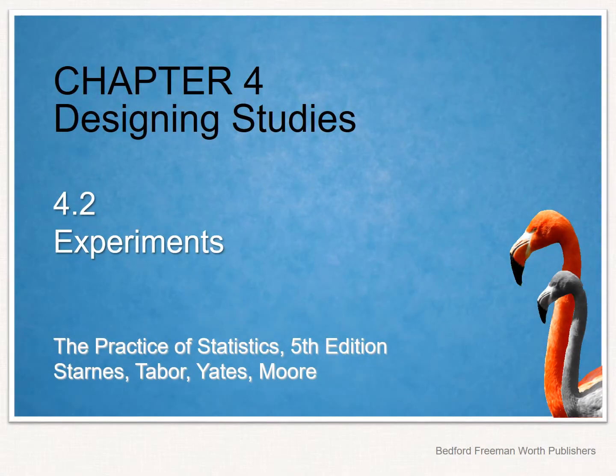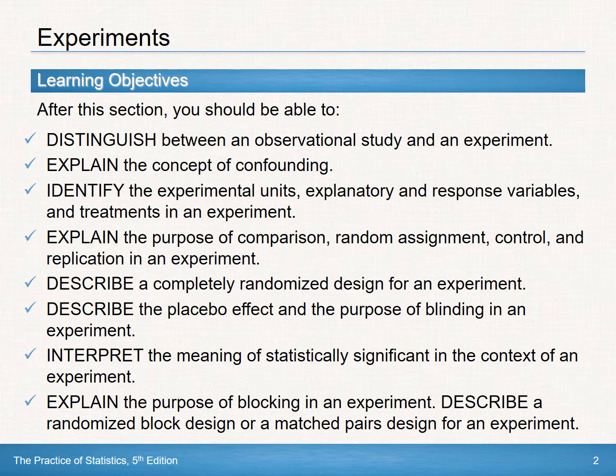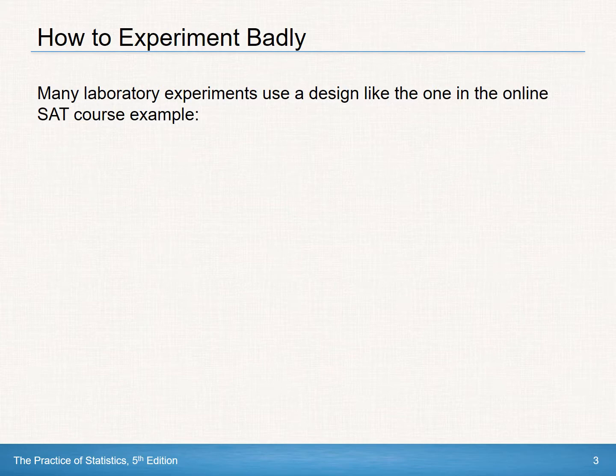Okay, in section 4.2b, we're going to keep talking about experiments, and we're going to talk about how things can go wrong. So in this section, we're going to talk about how to experiment badly. Before we do this, I'd like you to open your textbook to page 239. At the bottom of the page, it says how to experiment badly, and I'd like you to read over to how to experiment well, and also read the example that's on page 240.